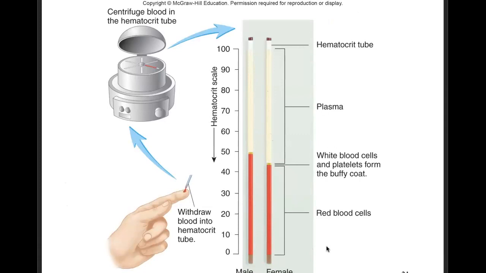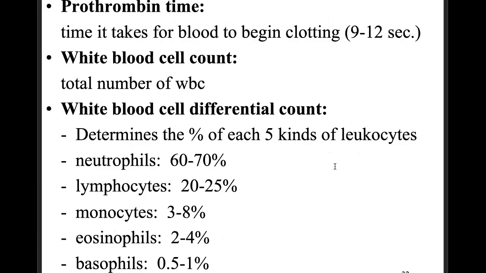Okay, so here is your prothrombin time, or PT, the time it takes for the blood to begin clotting. Usually it should be 9 to 12 seconds only. Okay, that is your prothrombin time.